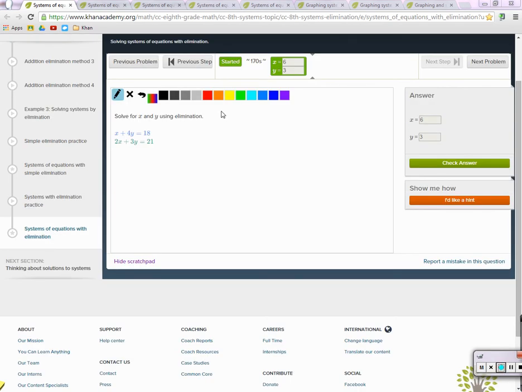So let me rewrite this so we can see it better. X plus 4y equals 18, and 2x plus 3y equals 21. So we're just going to go through, because I looked through how everybody's doing, and some that several people seem to be struggling with. We're just going to go through those before we start the quiz.